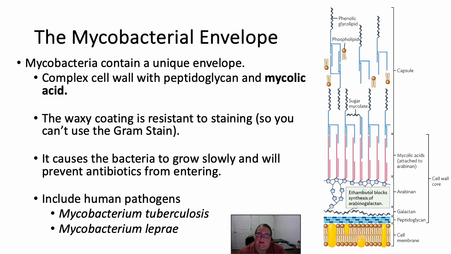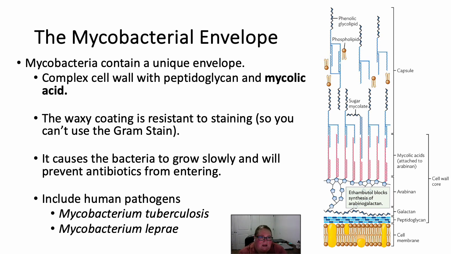It's going to cause the bacteria to grow very slowly, but just like we can't gram stain it, and it's really hard to stain these type of bacteria, it also helps them and protects them from the antibiotics. So antibiotics can't penetrate that thick waxy layer. Okay, so mycobacteria have a unique envelope compared to both gram positives and gram negatives, which both have a unique envelope, but they're similar enough that we can group them together.